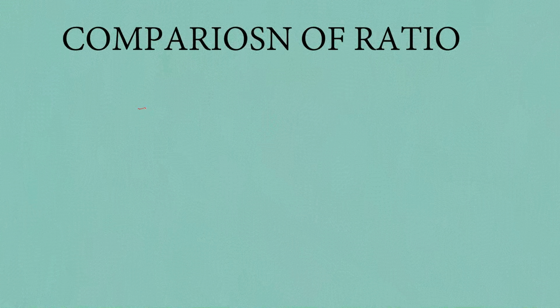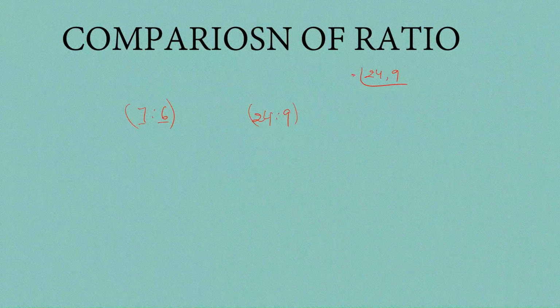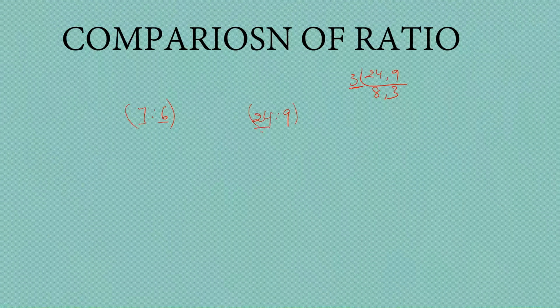Say we have 7:6 and 24:9. If we take 7 and 6, 7 is a prime number, so this is in its simplest form. 24:9, this particular ratio is not in its simplest form. So we'll take the highest common factor for this ratio. The highest common factor is 3. That is why we will divide this ratio by 3 to get its simplest form. This gives 8:3 as the simplest form.